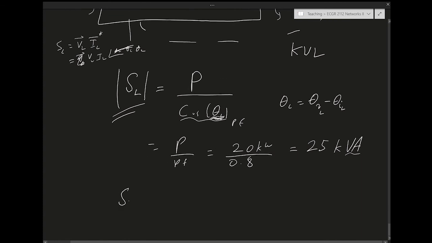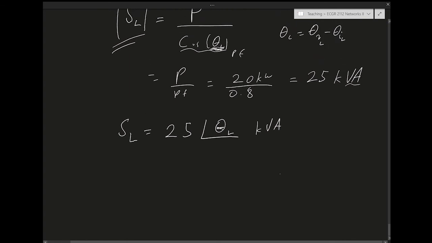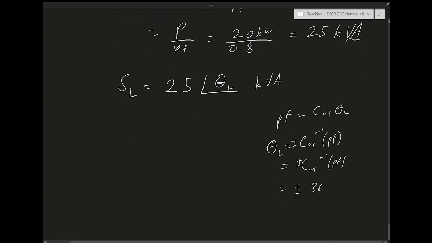So SL is just going to be the apparent power, 25 kVA, at the power factor angle. What's the power factor angle? Well, the power factor equals cosine theta L. So the power factor angle is just going to be the cosine inverse of the power factor, plus or minus. Why? Because cosine is an even function, right? So theta L or minus theta L is going to give me the same power factor. If I bring up my calculator and do this calculation, I end up with plus or minus 36.87 degrees.